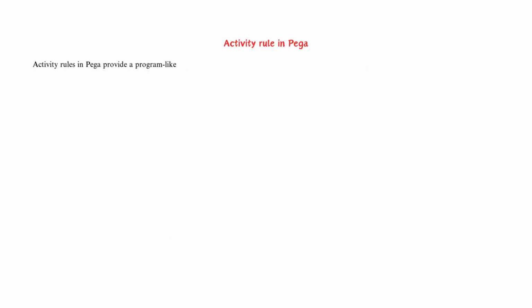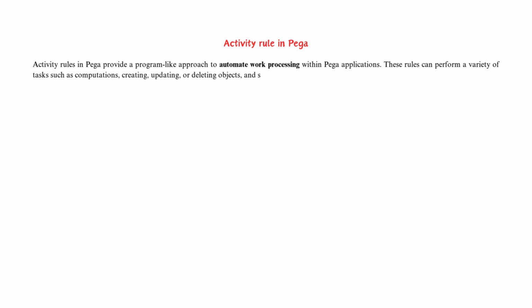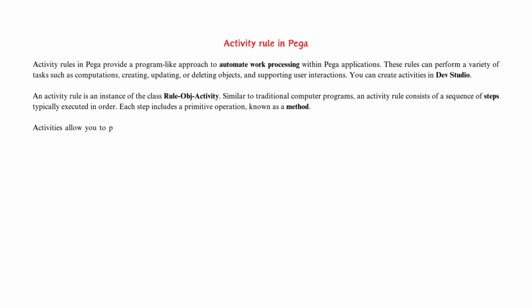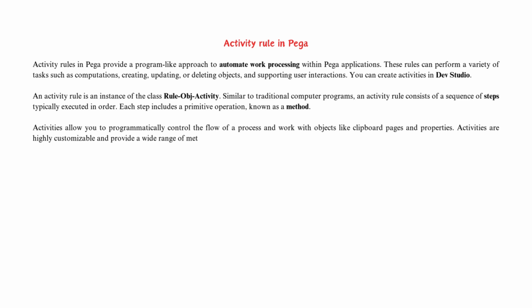Activity rules in Pega automate complex tasks through a sequence of steps, each performing a specific action, known as a method. Using methods like Obj-Save, Property-Set, and Page-New, activities enable interaction with data objects, manage clipboard pages, and control process programmatically. This allows precise automation of tasks like creating, updating, or deleting database records, making activities ideal for repetitive or complex workflows. Let's see activity rules in action with a practical example.